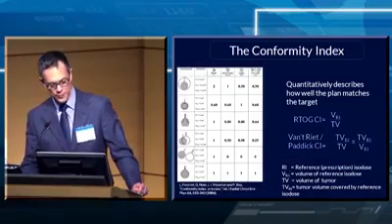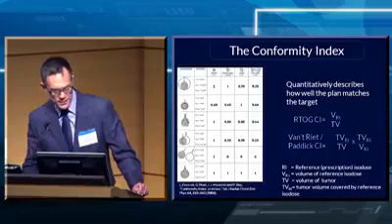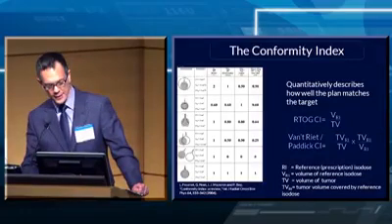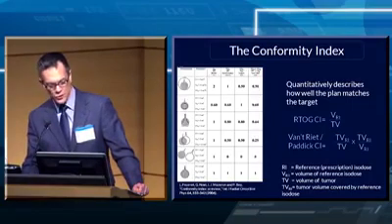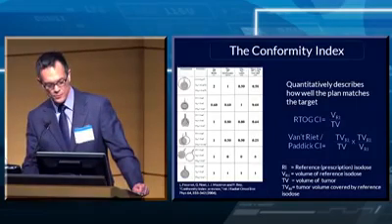And so 1 is a perfect number, and here on this side, you can see different indices people have come up with and in different situations what number you would get. One problem with the RTOG index is that you can actually get a perfect score without actually hitting the target, which is what the Paddock conformity index tries to rectify.